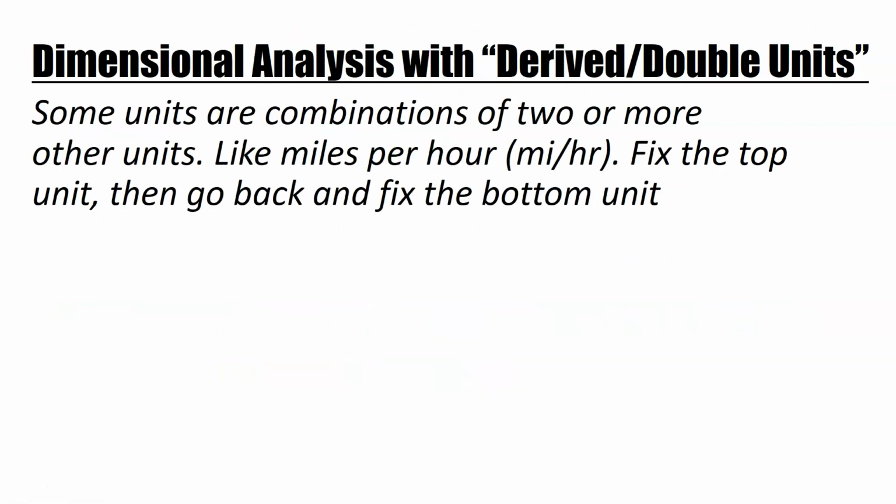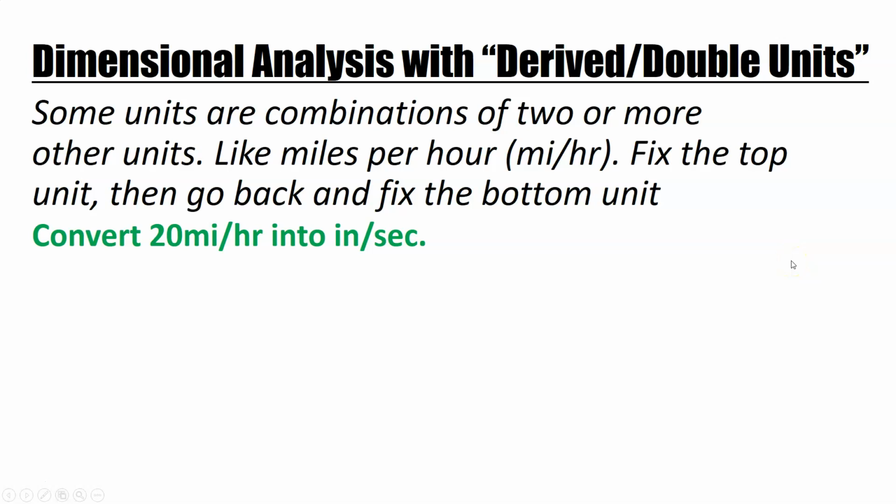All right, sometimes we have things called double units or derived units, right? When you're combining things together, like miles per hour. If we're going to convert a double unit, we're going to use the exact same technique of dimensional analysis as before, but what we're going to do is fix the top unit, then go back and fix the bottom unit. So let's do an example.